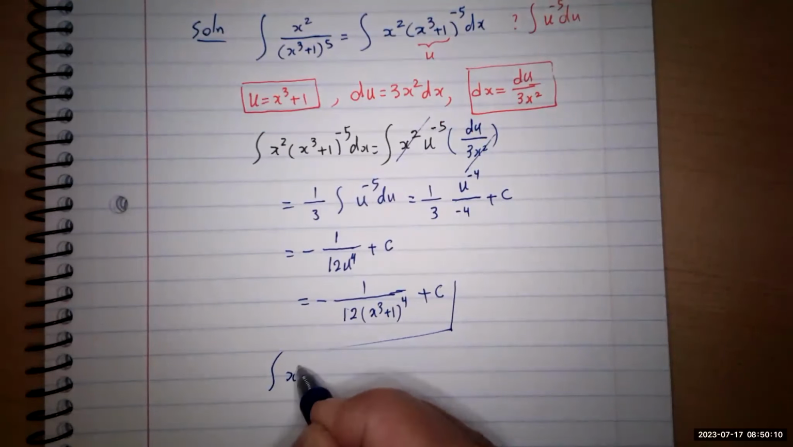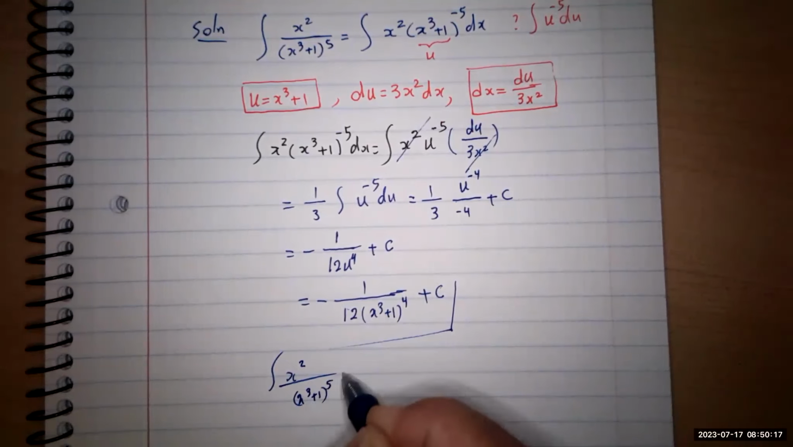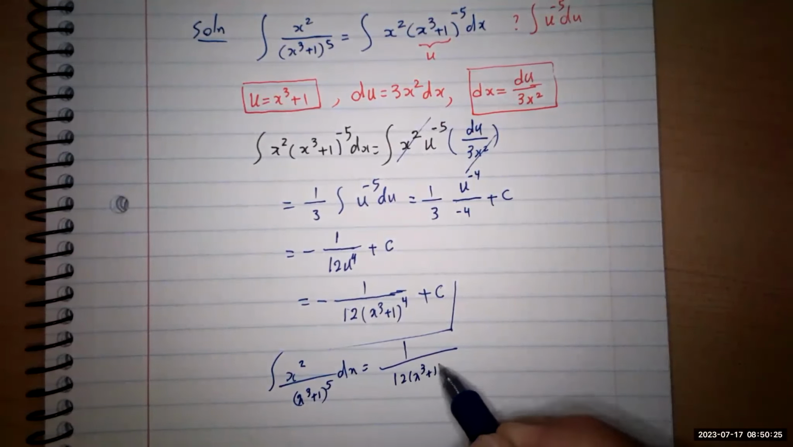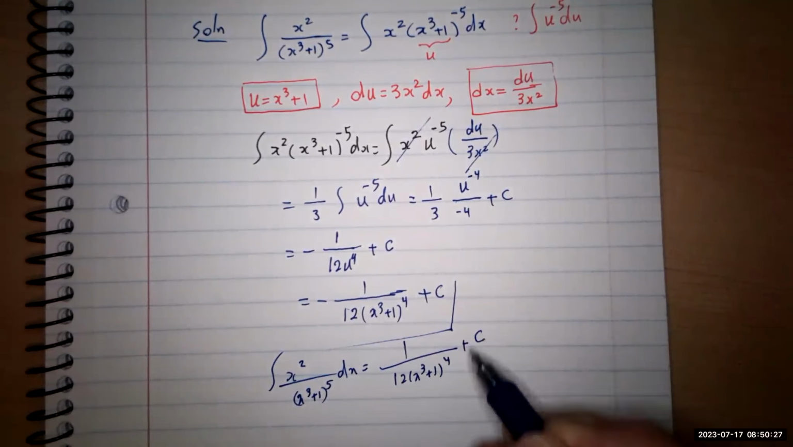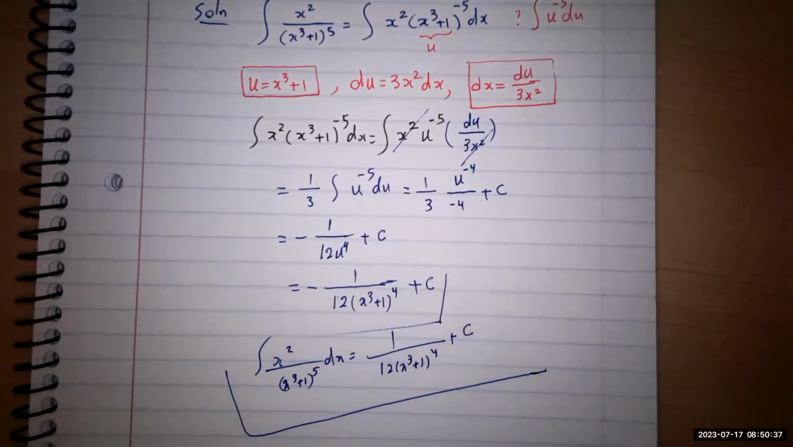So I have the original one is x squared over x cubed plus 1 to the 5th dx. Then I change it into what? It's going to be negative 1 over 12 times x cubed plus 1 to the 4th plus the constant c, and you're done. Okay, it's a very popular case, the rational case that we're going to have. It's going to be a very popular one, and you've got to be careful to be able to get this one through. Any question?